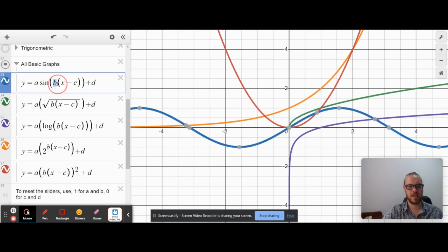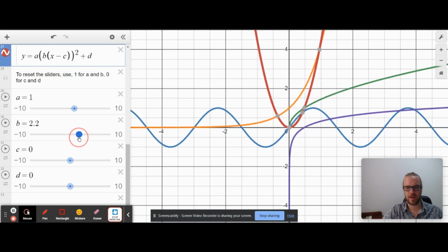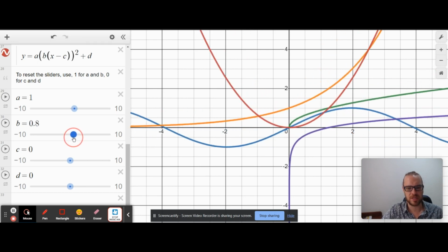So then if we look at B here, B is always going to be right before the X, okay? And this is our horizontal stretch. So if I look at this one, when I make it bigger, it's making it smaller. Now, why is that? Because B is weird. Everything that happens to X is counter to what we would normally think. And so in reality, what's happening here is that we are compressing this by a factor of 2.5, not actually stretching it, okay? Likewise, if we put it between 0 and 1, there we actually see that it is pulling it apart. It's making it bigger, okay?